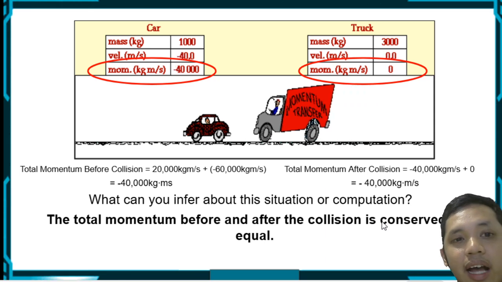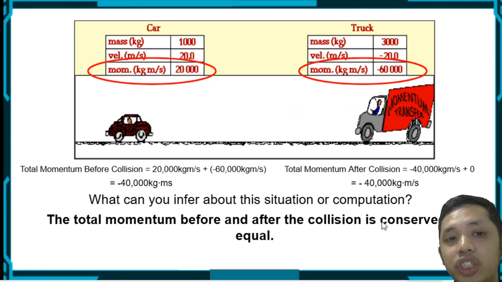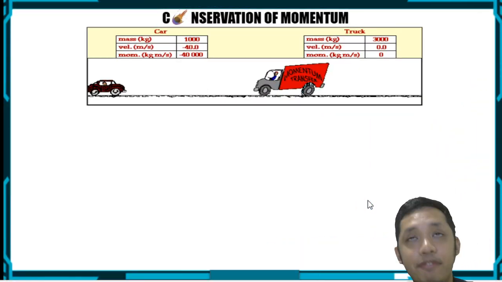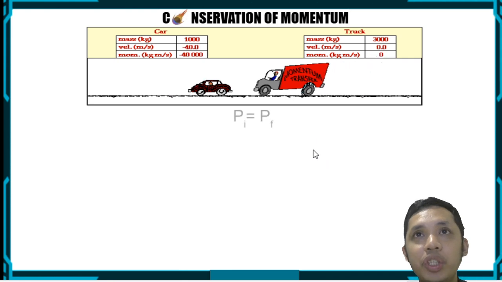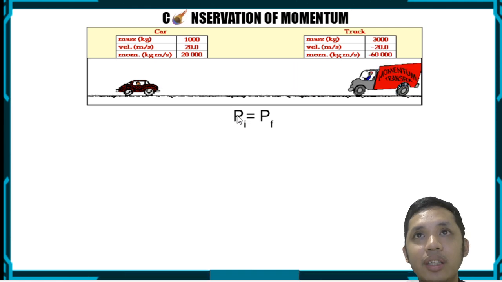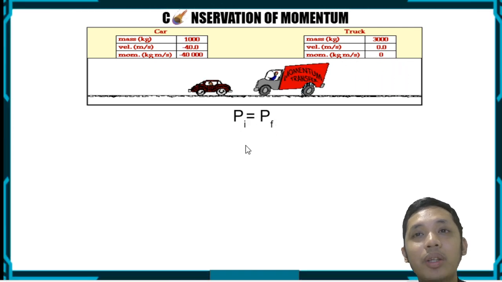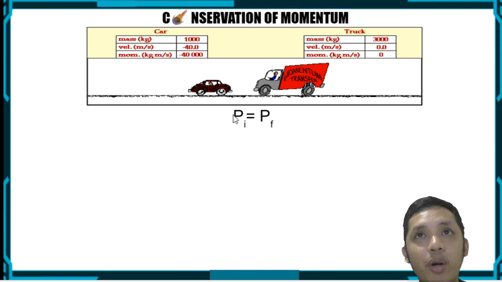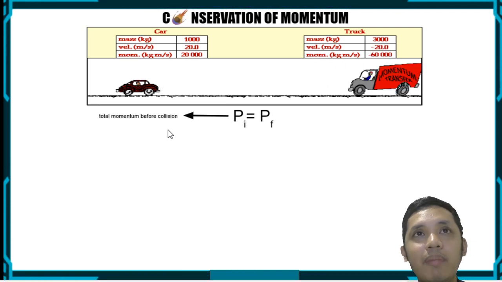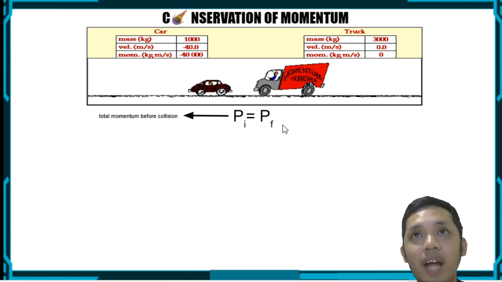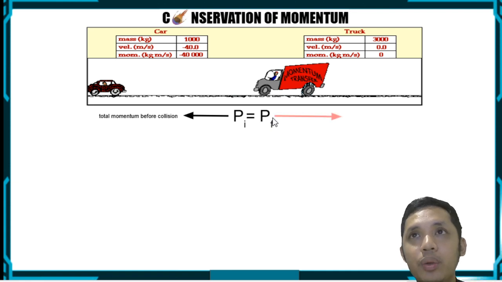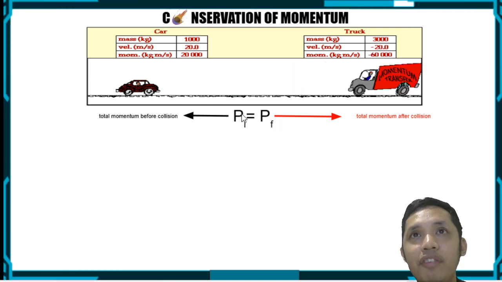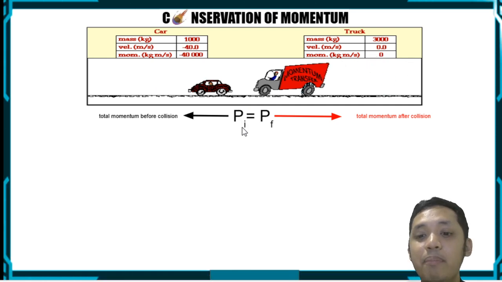So after knowing the context of how conservation of momentum works, let us express this mathematically in full detail. So earlier we mentioned that the total momentum before the collision is equal to the total momentum after the collision. And that one can be expressed by this equation. So for P sub I, it pertains to the total momentum before the collision. On the other hand, P sub F pertains to the total momentum after the collision. And obviously, for each variable, it has subcomponents.